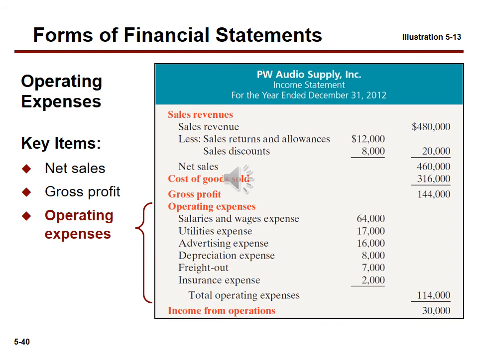Now, if the company does not have any other revenues and other expenses, we're going to end the income statement here and we're going to call this last figure the net income. But in the case of PW Audio Supply, they do have other sources of income and other expenses, as we're going to see in the following slide.